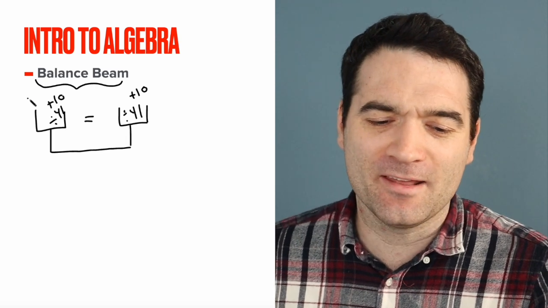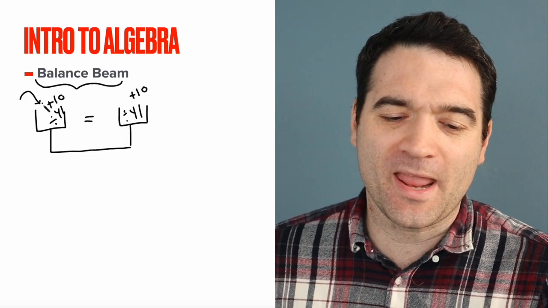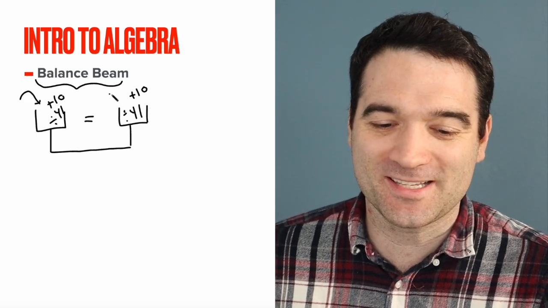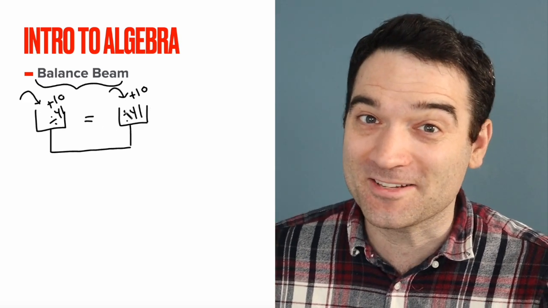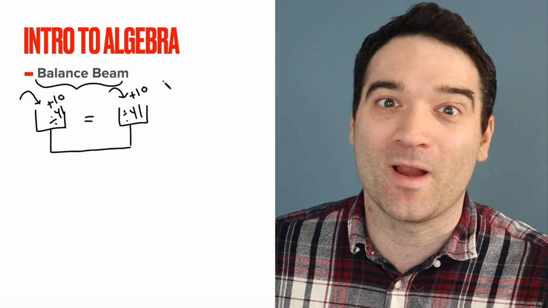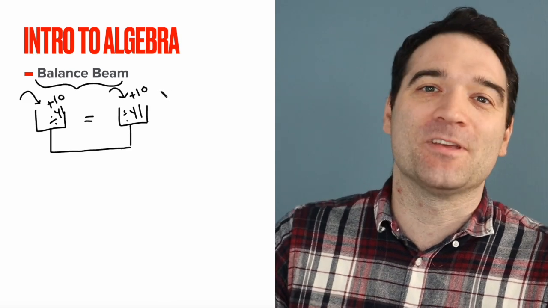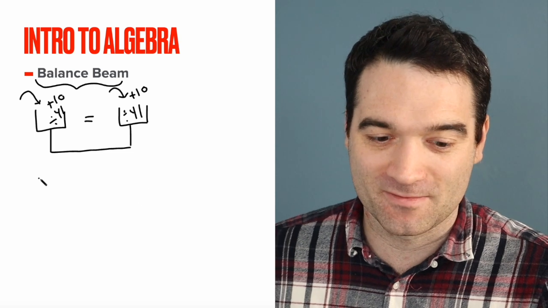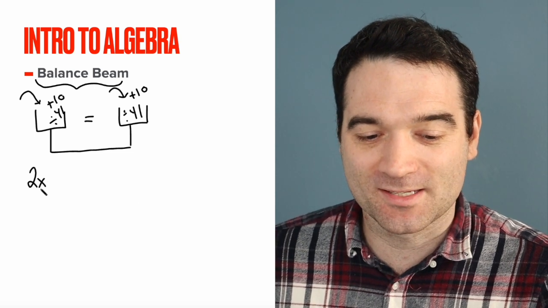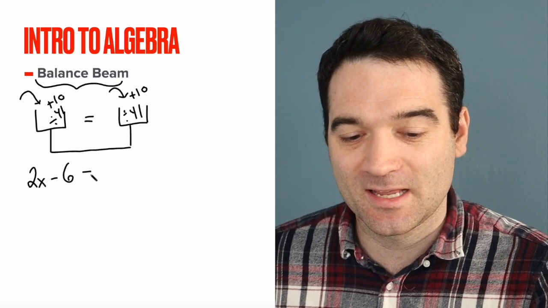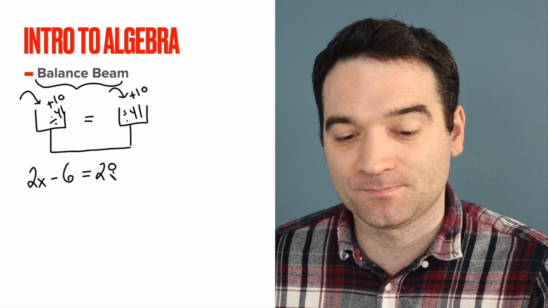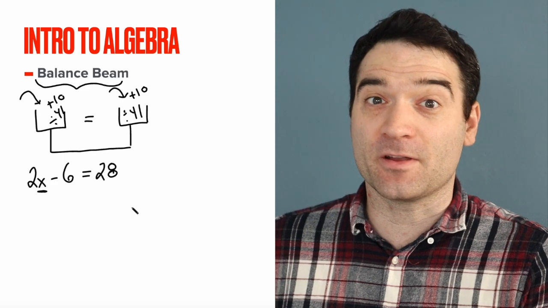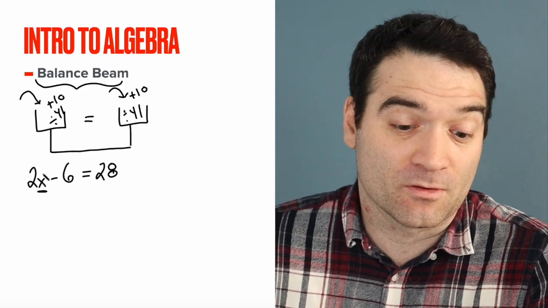I could add a rubber band, a pencil, and some loose change to one side, and as long as I do the same thing to the other side, I'm okay. So let's see how this actually looks in practice. I'm going to start us off with a very simple looking equation, right? 2x minus 6 equals 28. Now, as a reminder, we use x as a variable, right? It stands in for what goes there.